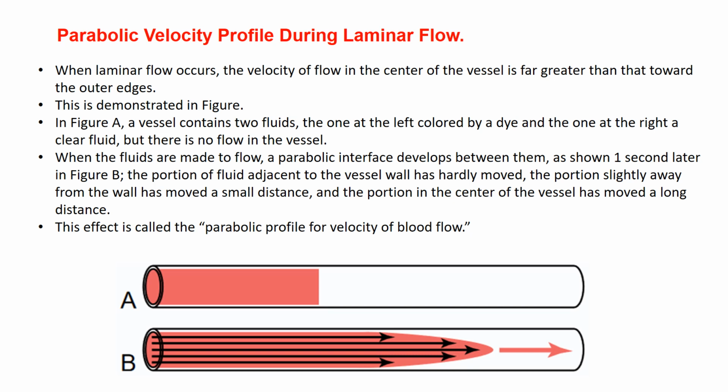When the fluids are made to flow, a parabolic interface develops between them, as shown 1 second later in Figure B. The portion of fluid adjacent to the vessel wall has hardly moved, the portion slightly away from the wall has moved a small distance, and the portion in the center of the vessel has moved a long distance. This effect is called the parabolic profile for velocity of blood flow.